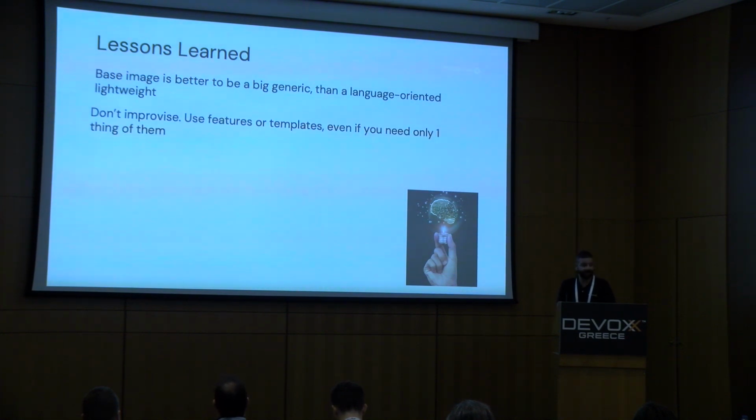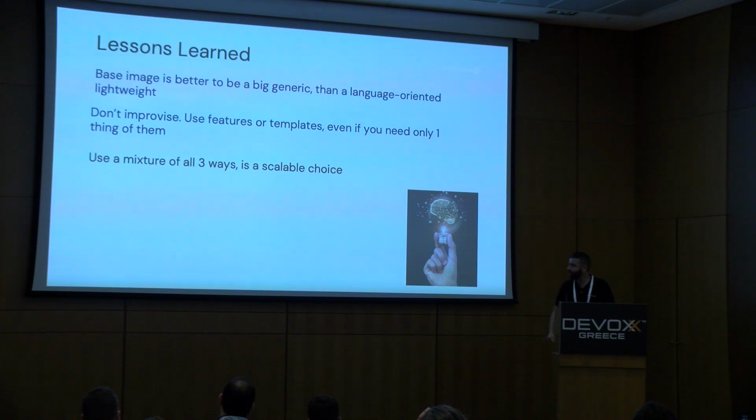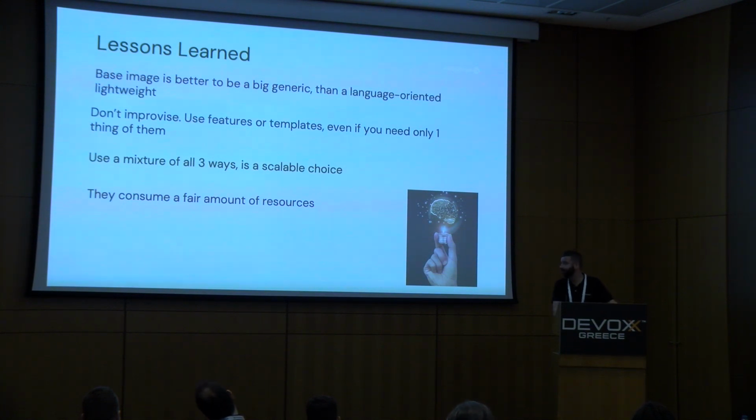Don't improvise. It's easy to make something really complicated with these three variations. And if you need one single feature, it's better to use an existing image that contains that feature instead of improvising. Always using a mixture of the three ways that I have shown you is a good choice because it's very scalable. One negative thing is that they consume a fair amount of resources locally, of course, but most of the time we don't care so much.